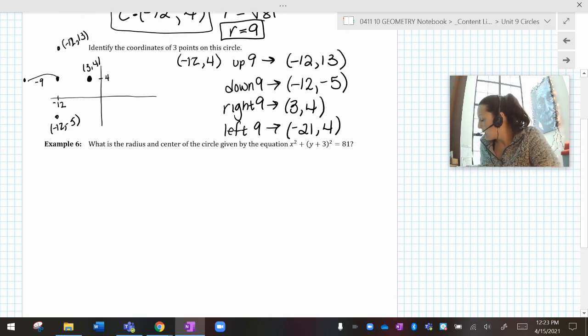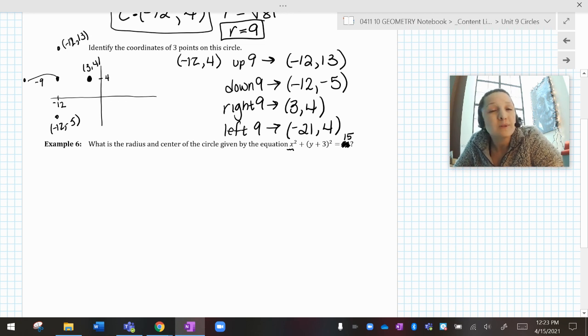Okay. And then, last but not least, what is the center and radius of the circle given by this equation? X squared plus y minus 3 squared equals, I didn't want this to say 81. Do me a favor, scribble that out and make it say 15. That's what I wanted it to say. Okay, so I want the center. Well, the x doesn't have a parenthesis with it.